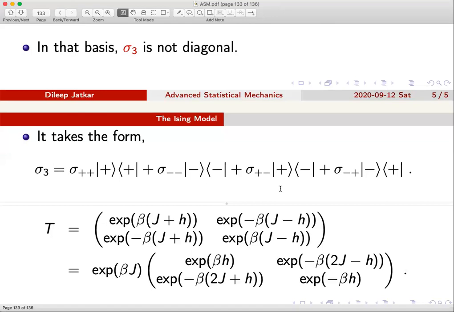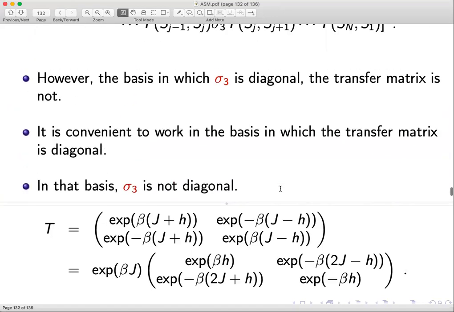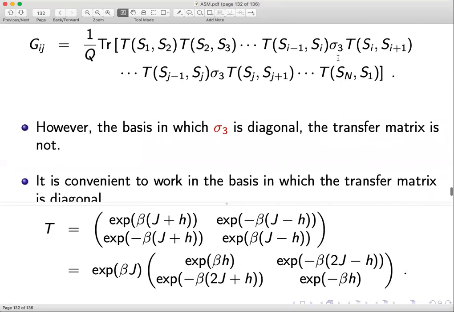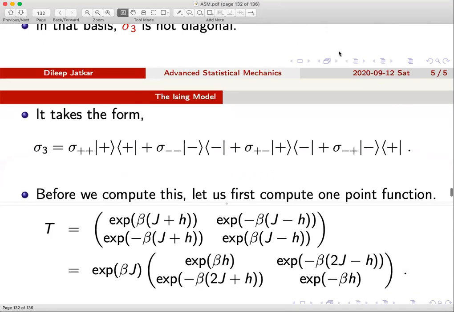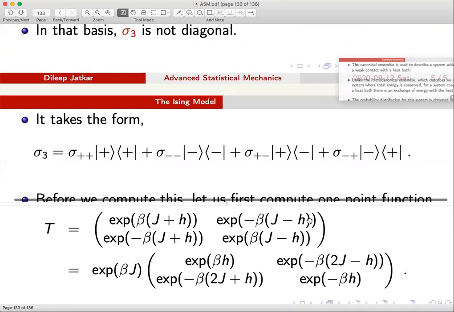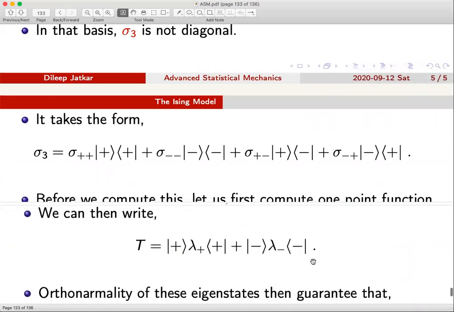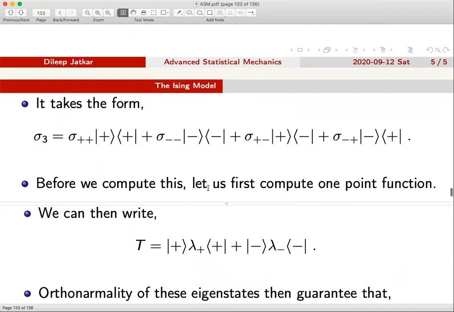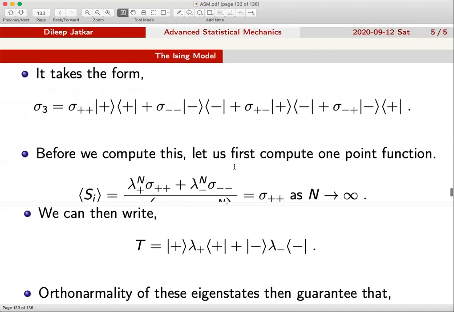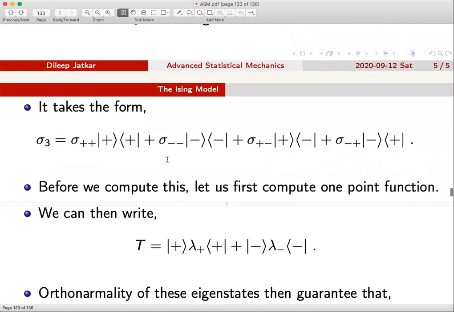Okay. So now what we'll do is use the diagonal version of the transfer matrix everywhere and substitute off diagonal versions of sigma 3 there. That is a relatively simple job to do. The diagonal version of the transfer matrix is something we have written down in a nicer form in terms of these plus minus states. Sigma 3 is also written in terms of the same plus minus states. So what we want to do is to compute the two-point function using this kind of basis.